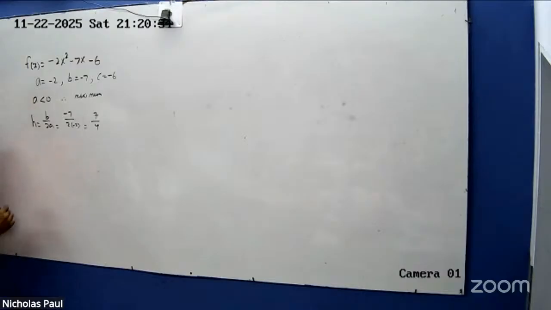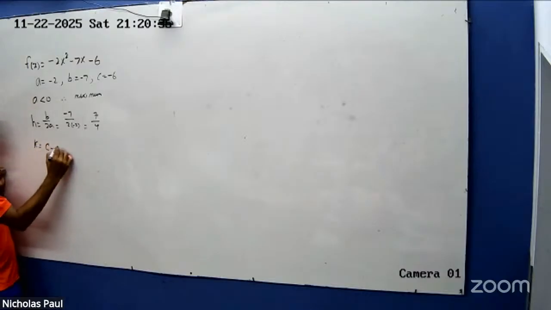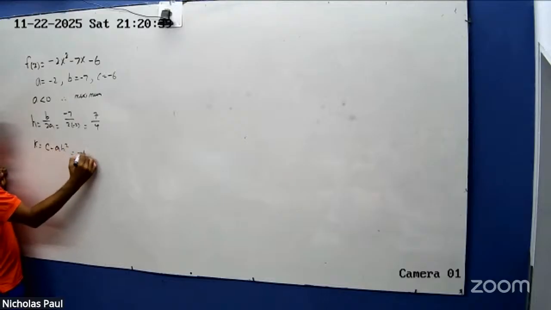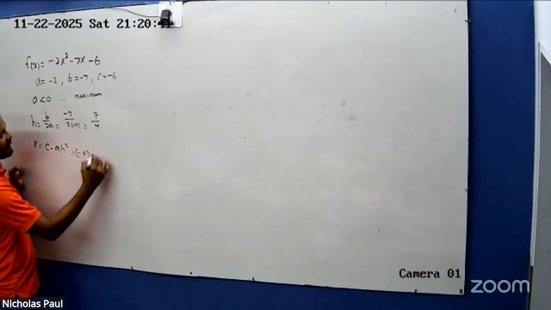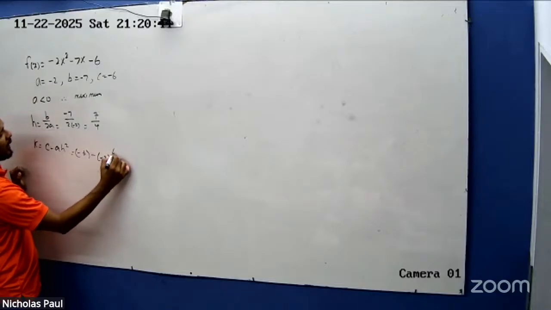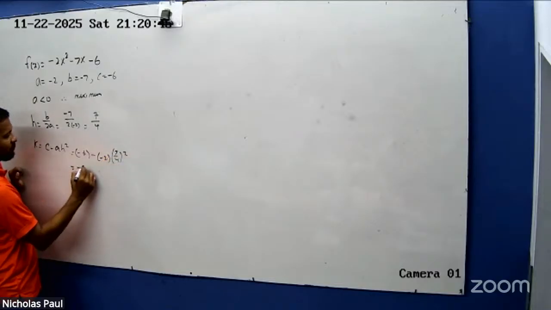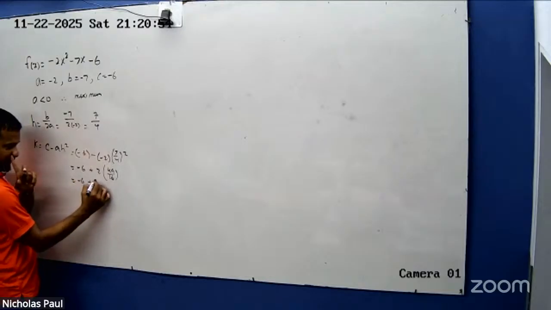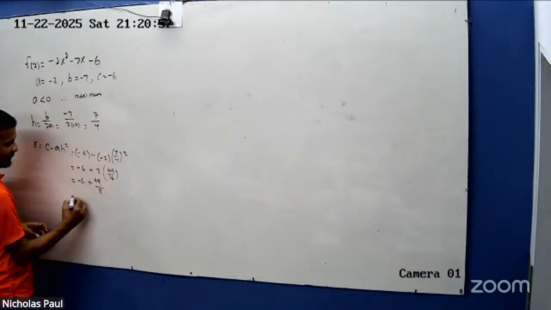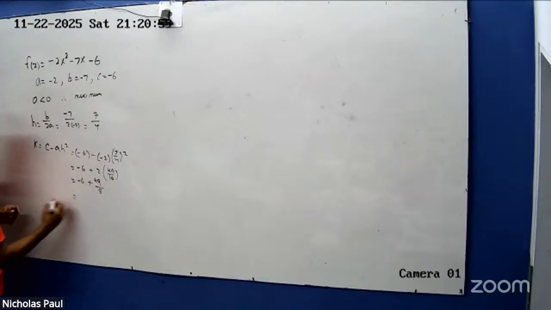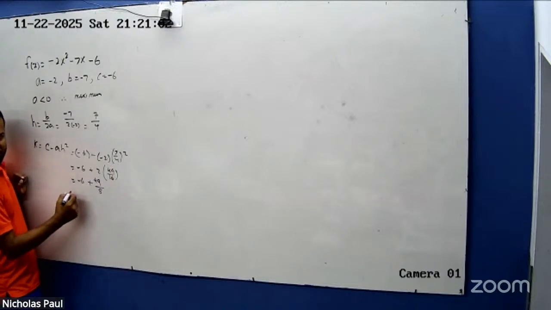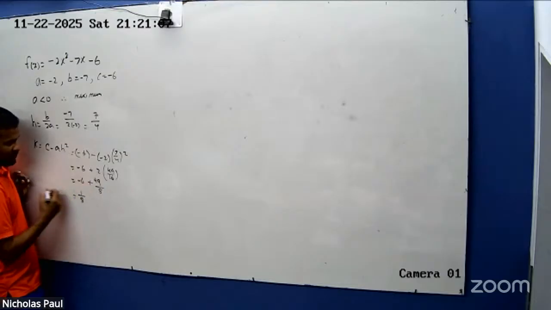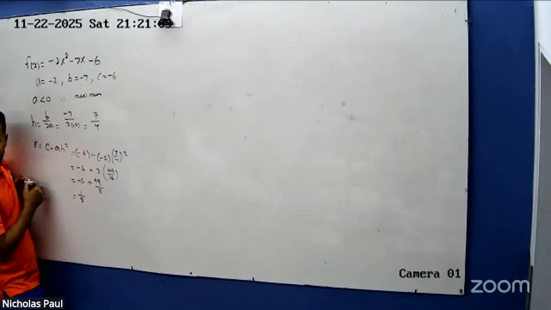Now k is c minus a h squared. So that's minus 6, a is minus 2, and h is 7 on 4 squared. So that's minus 6 plus 2 by 49 on 16, which is minus 6 plus 49 on 8. When you work it out, you get 1/8. So you'll get 1/8.